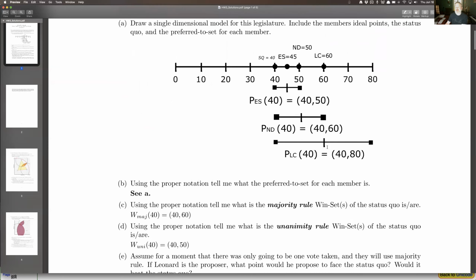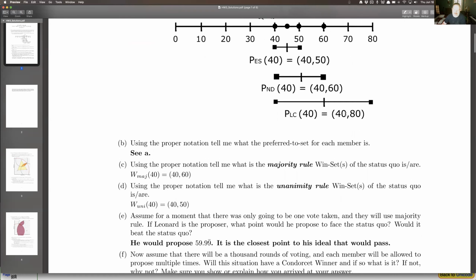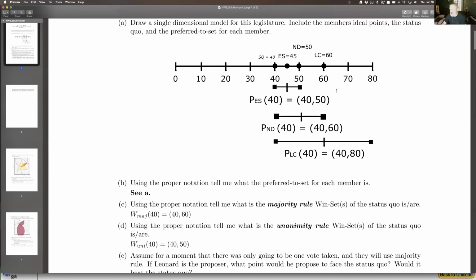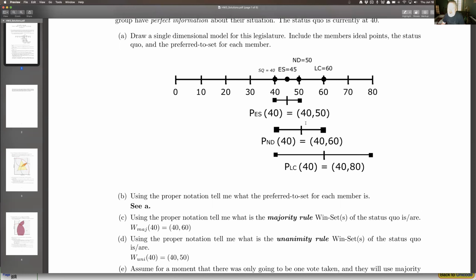Well, Leonard, you might think, he wants to propose 60. That's his ideal point. That is what maximizes his utility function. That's actually not correct, though, because what would happen if he proposes 60? 60 would probably fail. All right. It's the boundary of the majority rule win set, but it's not strictly in the majority rule win set. And the problem is that Nick Drake is indifferent between 40 and 60. So if Leonard proposes 60, he'd be rolling the dice. He might end up with 40.